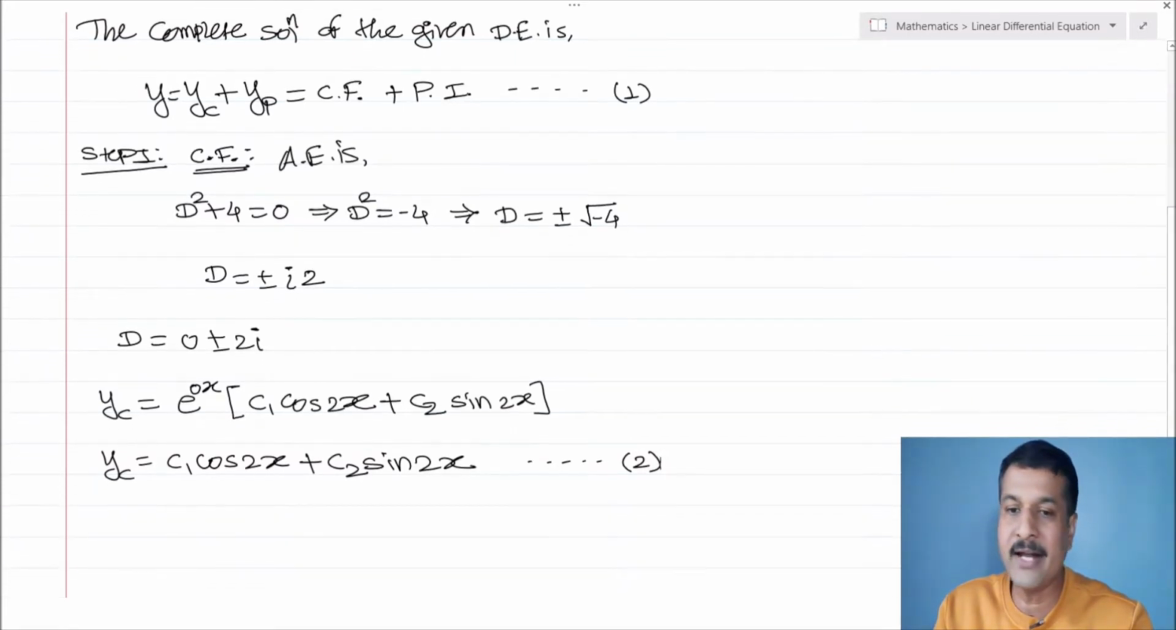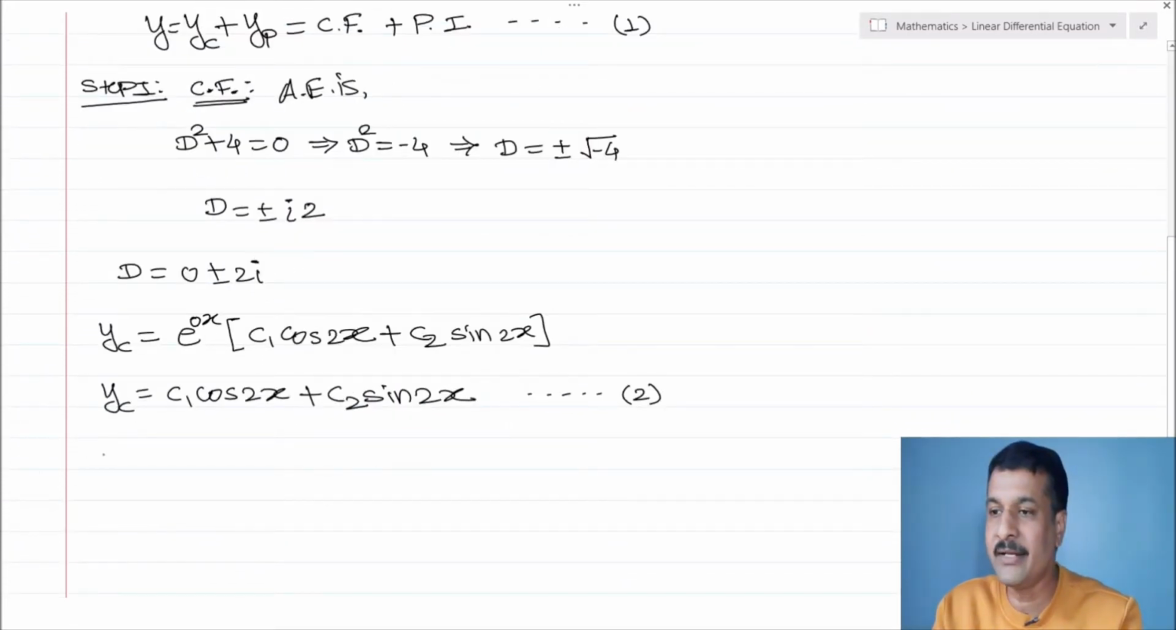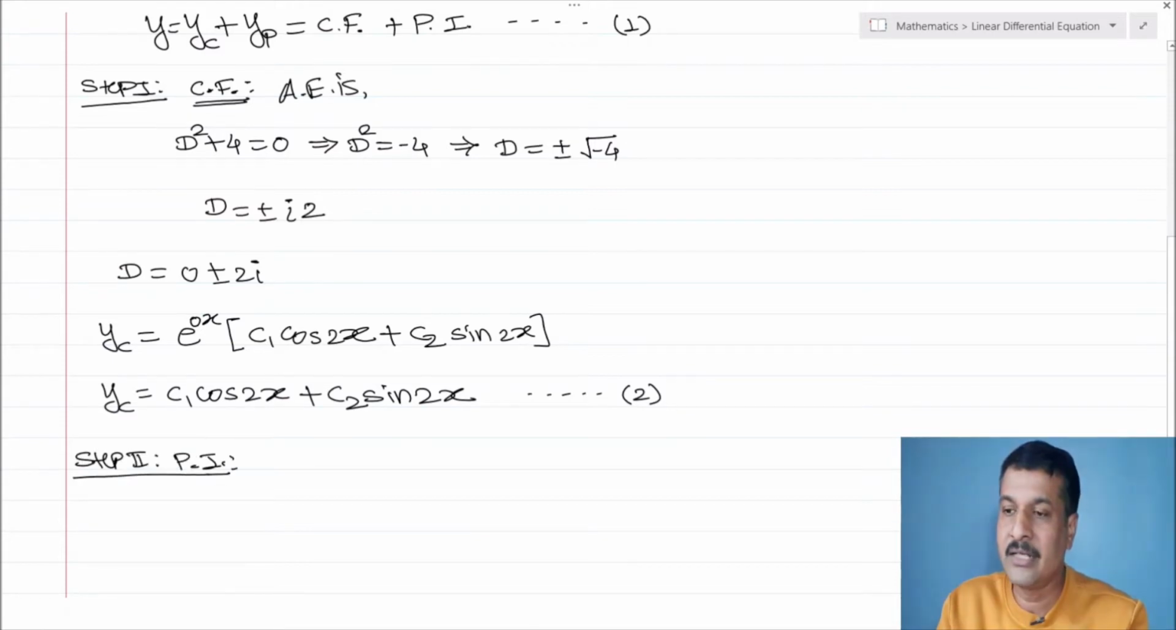Now how to find PI? So particular integral. So step number 2 now, particular integral. Here we have to use the variation of parameter method. So what is this variation of parameter method? That is yp equal to this, where constants c1 and c2 are replaced by u and v, where u and v are functions of x. So I am getting it is u cos 2x plus v sin 2x.